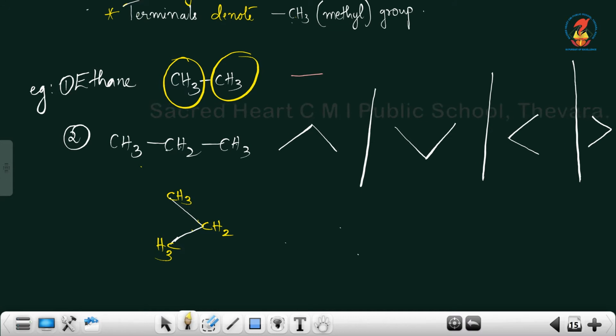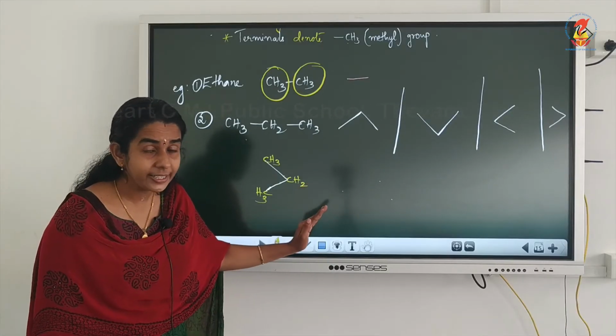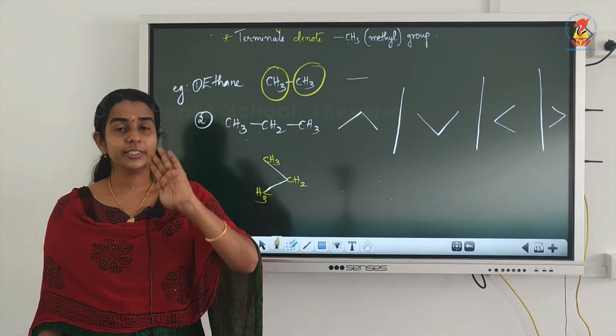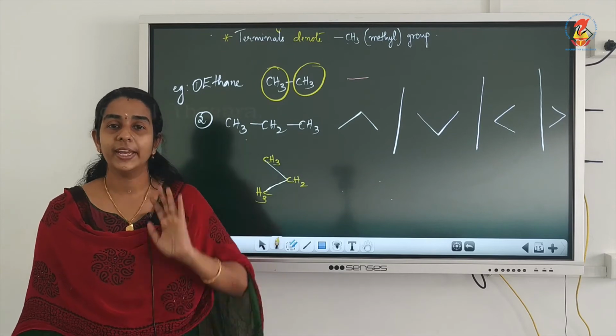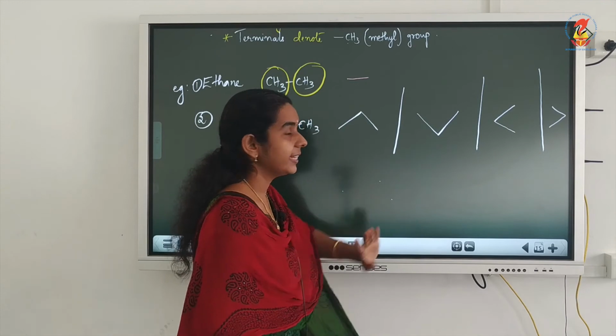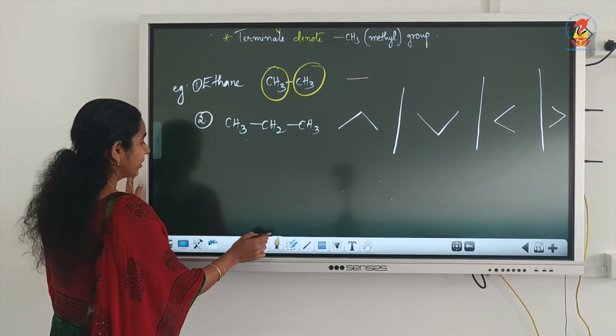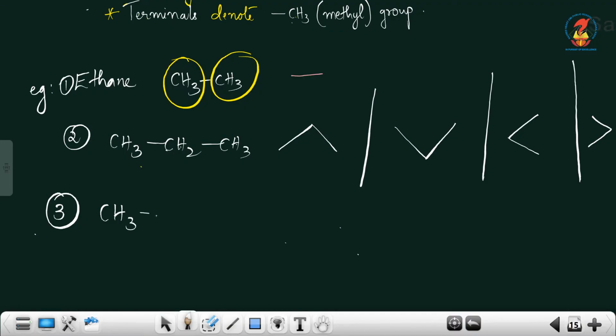So it is very easy to identify the molecule from the bond line representation. The only thing is, wherever there is a terminal and wherever there is a bend, give carbon there and add the remaining hydrogen. Okay. So this is the bond line representation of propane. Now the third one, butane, CH3.